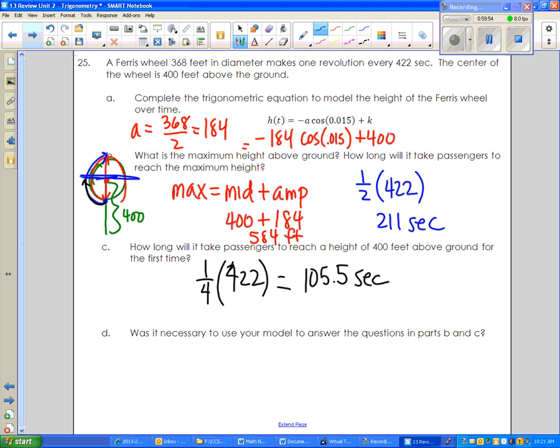And again, it wasn't really necessary to use our model to answer these questions. Now, I will point out that using logic and using the model can sometimes produce different answers. So for example, let me show you what would happen if I actually used the calculator to come up with the answer to part C.